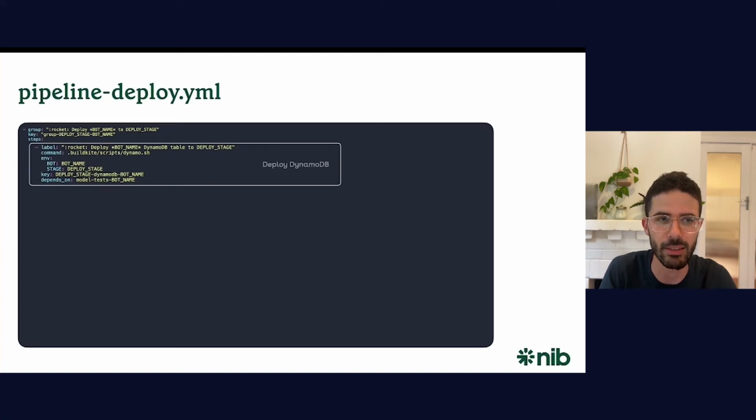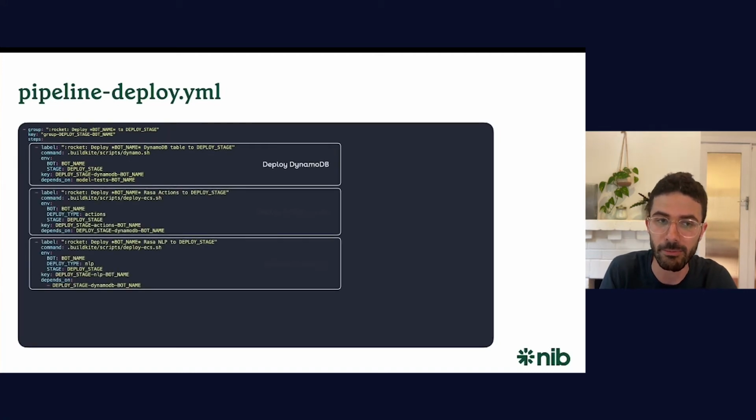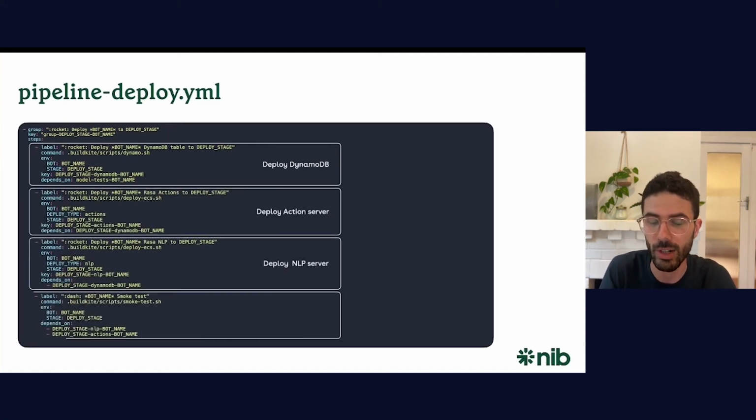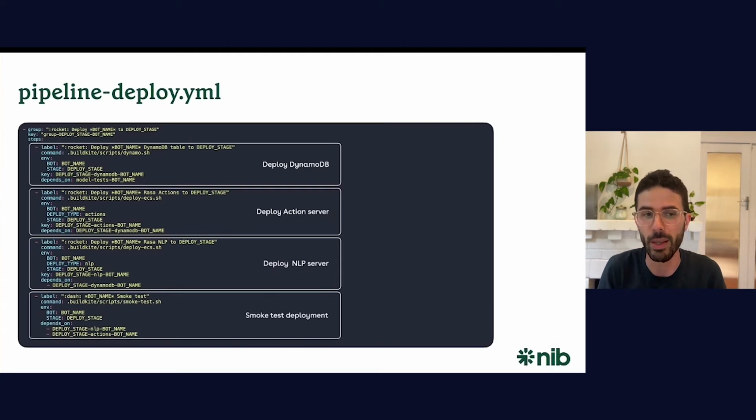And there's 4 steps in this. So there's deploying a DynamoDB, and that's our state machine for Rasa to control the conversation state. We then also deploy an NLP server and an action server. So that's what's required to support the Rasa infrastructure. And then after we've deployed those stacks, we do a smoke test to make sure everything's working just fine.